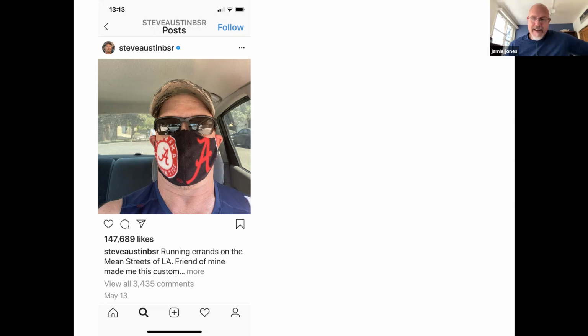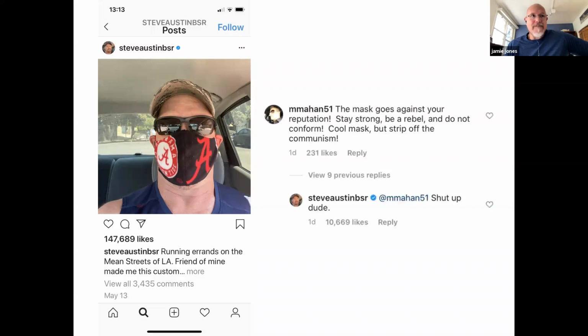You'll see that at the time that I screenshotted this, there were well over 3,000 comments on it. And a lot of them were of this type: the mask goes against your reputation. Stay strong, be a rebel, and do not conform. Cool mask, but strip off the communism. And Stone Cold Steve Austin is just like, shut up, dude, right? Like, be reasonable. So if we get some more Stone Cold Steve Austins, people who appeal to the types of demographics that have been engaged in this sort of anti-pandemic control behavior, I think we have a hope of possibly breaking up some of these co-evolved cultural complexes.